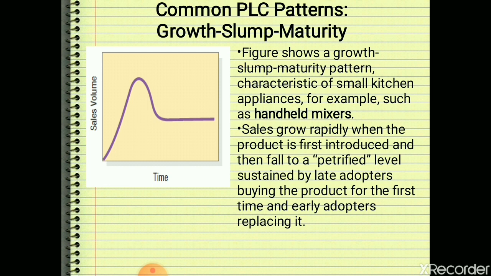This kind of growth, slump, maturity pattern is observed in small kitchen appliances like handheld mixers. Here sales grow rapidly when the product is first introduced, right? Then that will fall to a petrified level that will be sustained by late adopters. They are buying the product for the first time, and the early adopters, who purchased that product, are now replacing their product, so a maturity or constant level will be there for such kinds of products.